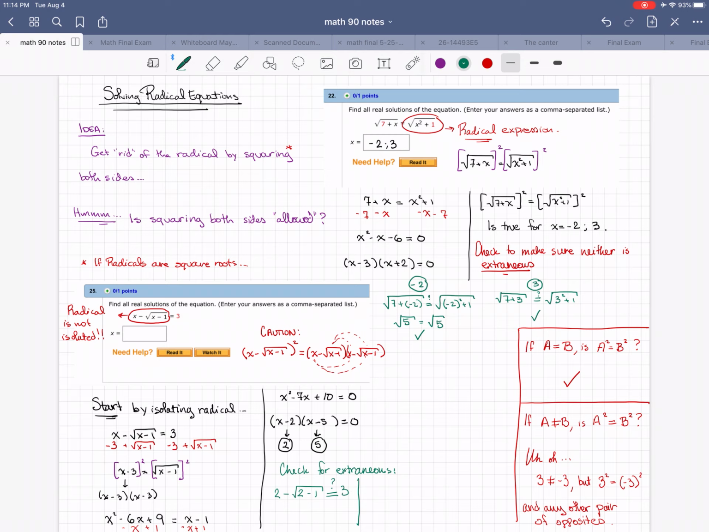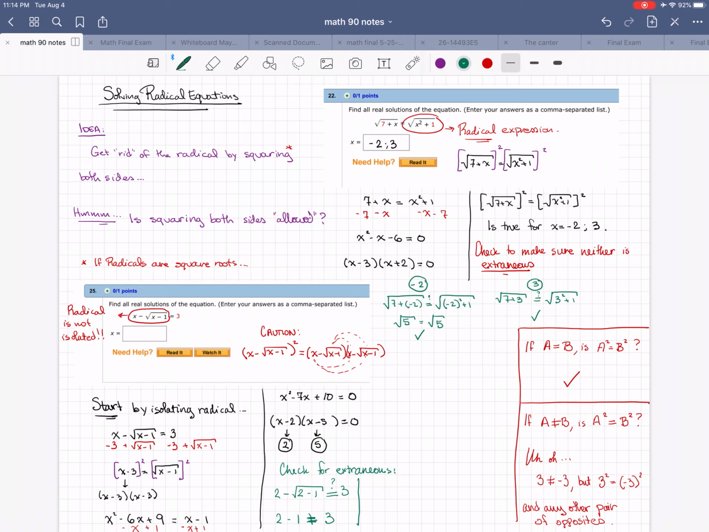Oh, well, here's our first problem. 2 minus 1 is 1. Square root of 1 is 1. What do you all think? Is 2 minus 1 equal to 3? No. So 2 in this problem is our first example of an extraneous solution. Now the fact that 2 is extraneous, for our purposes, probably means that the 5 won't be, but we should always check to be sure.